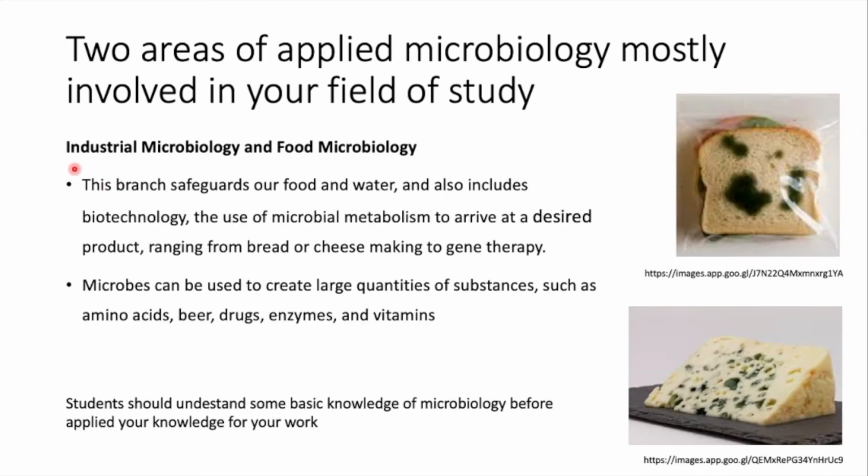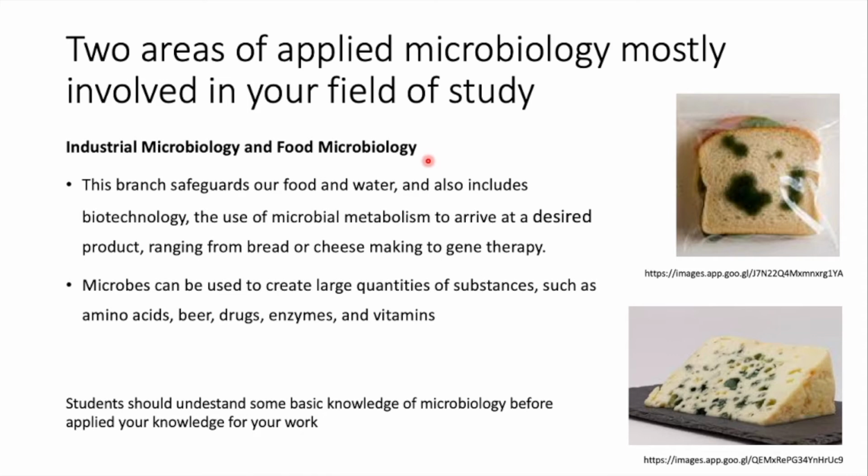The second area is industrial microbiology or food microbiology. These two aspects are very important for your field of study because it is a part of food safety management. Students need to know what kind of microorganism can cause spoilage in food. But on the other hand, you need to know there are other microorganisms that can be beneficial for food production. For example, yeast. Yeast can make alcohol, right? So it can be used for making beer or wine. Or lactic acid bacteria can be used to make yogurt, right?